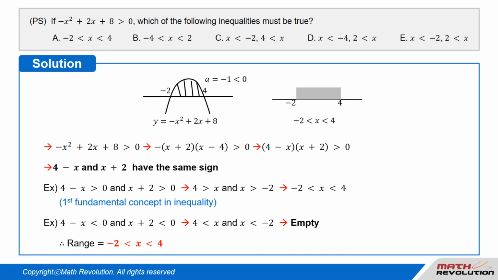Don't forget that the end of this graph goes down because a is equal to negative 1, which is smaller than 0. Thus, A is the correct answer. Answer A.